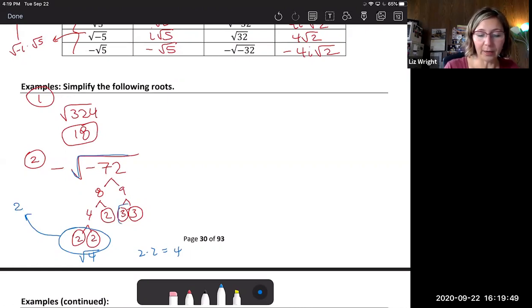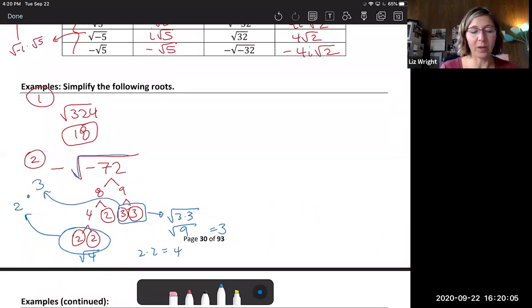Here I have another pair. Again, remember what we're actually doing. This is like the square root of 3 times 3 right now, which is the square root of 9, and the square root of 9 is 3. So one of these also comes out to represent the pair. And when I say comes out, I'm talking about comes out from underneath the radical sign. And then I have this 2 that's left behind. It does not get paired up with anything.